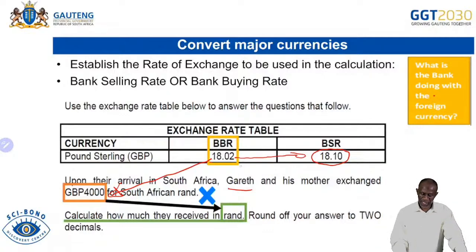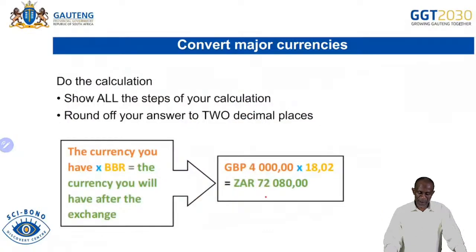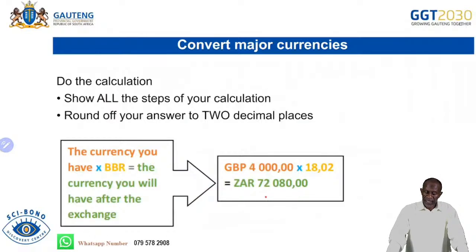So we'll use the bank buying rate, and remember the mathematical symbol that we are using here is multiplication. We are going to multiply the bank buying rate and the equal number of British pounds, the currency you have, multiplied by the buying rate, is equal to the currency that you will have after change.